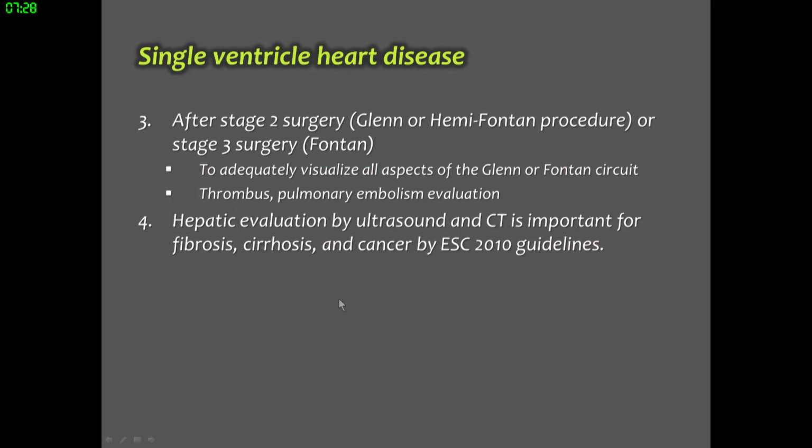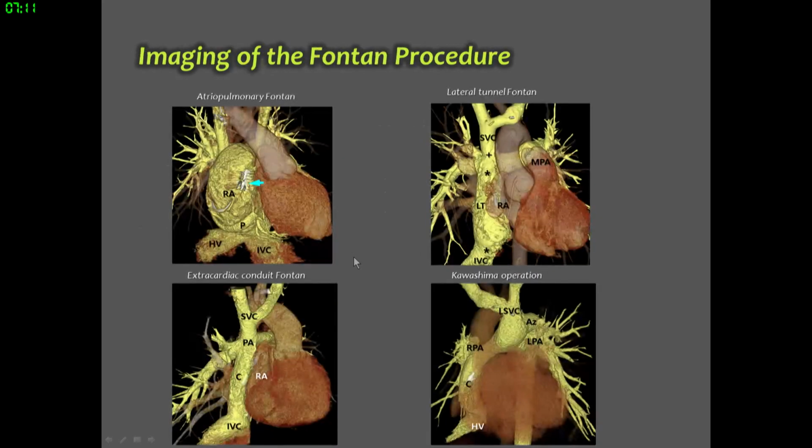After stage two or stage three surgery, CCT has been shown to adequately visualize all aspects of the Glenn or Fontan circuit and to detect thrombus and pulmonary embolism. Hepatic evaluation by ultrasound and CT is important for fibrosis, cirrhosis, and cancer. Color coding 3D VR images can visualize diverse surgical techniques which patients have undergone, like atriopulmonary Fontan, lateral tunnel Fontan, extracardiac conduit Fontan, and Glenn operation.